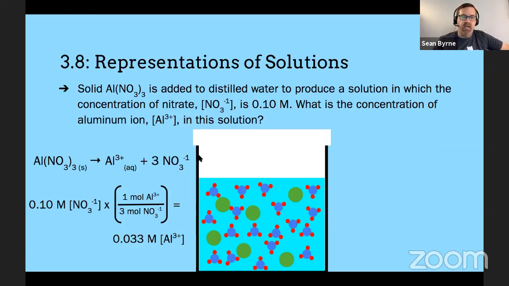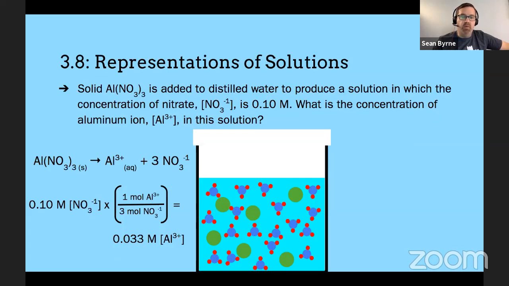Well, we'd want to recognize that our dissolution equation would have aluminum nitrate dissolving into 1 aluminum for every 3 nitrates. And so a quick stoichiometry problem, or a quick conversion of 1 mole of aluminum for every 3 moles of nitrate, would give us 0.033 moles of aluminum ions.